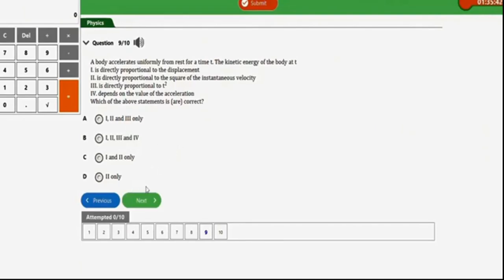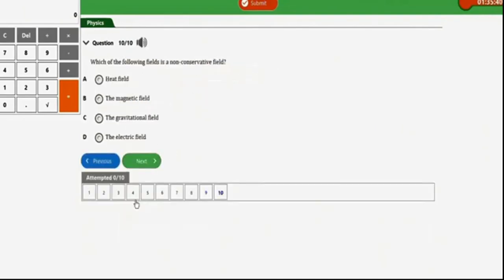So lastly, before I call it a class, let's look at this question. It says, which of the following fields is a non-conservative field? Option A, heat field. Option B, the magnetic field. Option C, the gravitational field. Option D, the electric field. So the correct option in this question is option A, the heat field. Heat field is a non-conservative field. So that's the right option to this question. It's as simple as this.